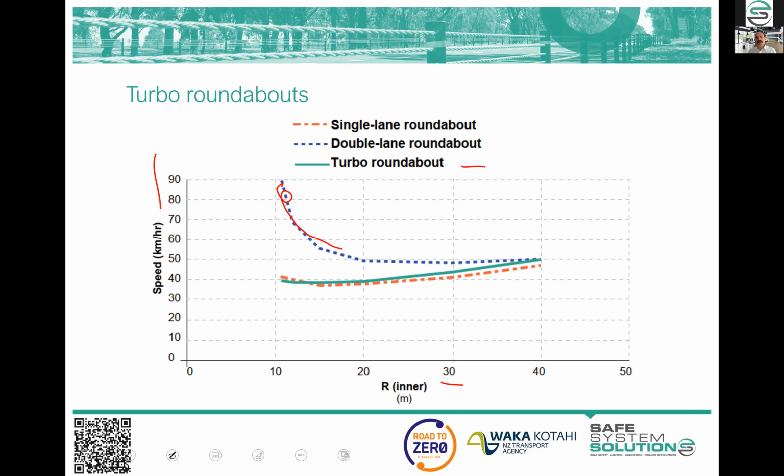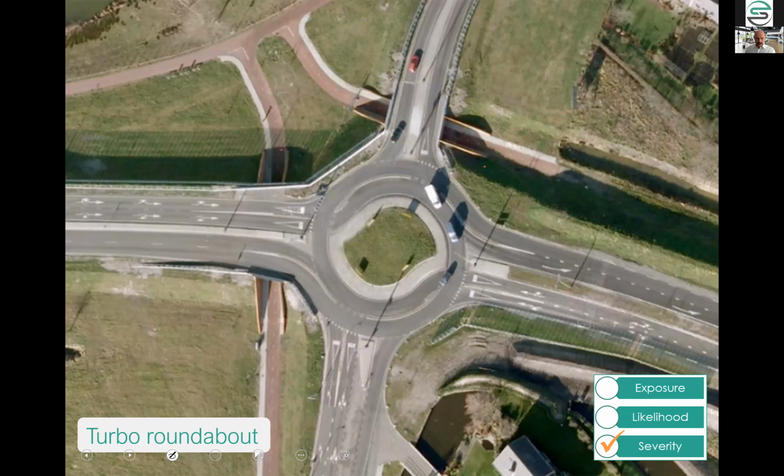Turbo roundabouts are an interesting one. For those who don't know what a turbo is, this is a lead in to talk about a particular safe system element. Here's a turbo roundabout. You've got a raised separator on the approach, a raised separator in the middle and on your outer. So if you want to turn right, you go into the right lane, you get into the intersection there, and you go around there.